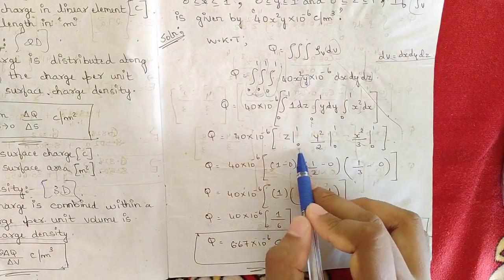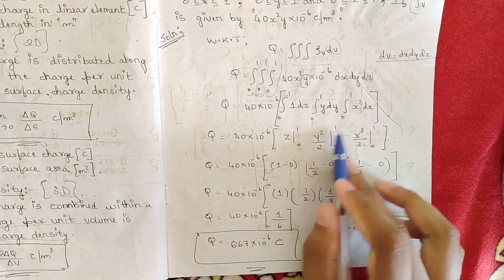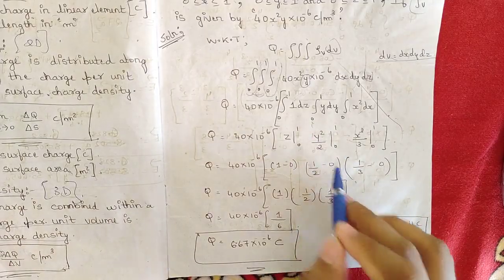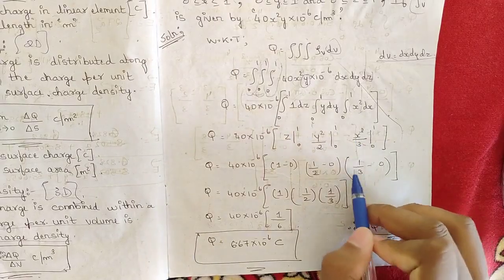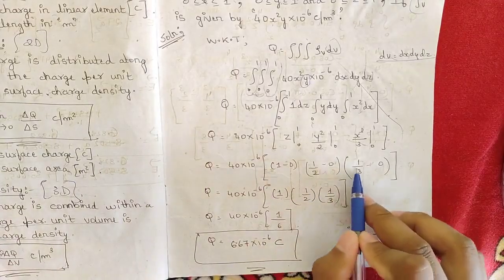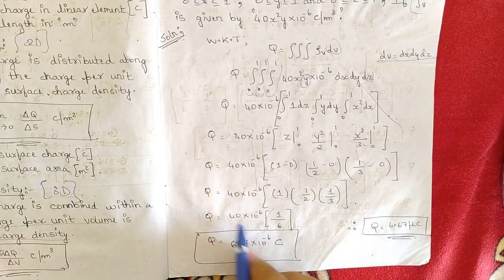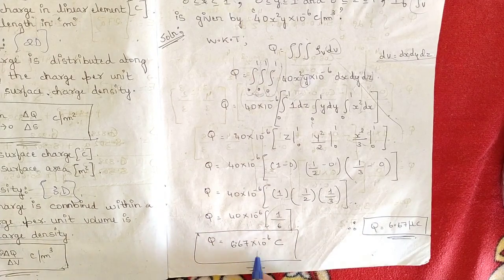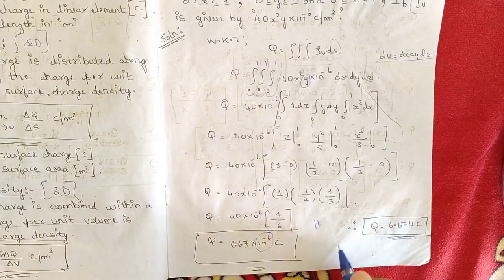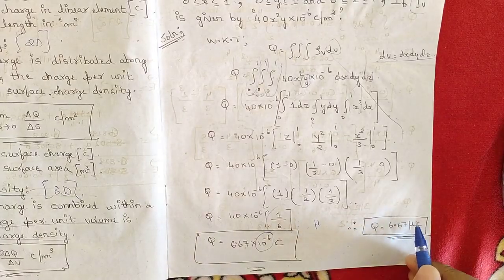Okay, upper limit minus lower limit. For z, that is 1 minus 0, which is 1. For y square by 2, upper limit 1 gives 1 by 2, minus 0 by 2, that is 0, so 1 by 2. For 1 cube by 3, that is 1 by 3 minus 0, which is 1 by 3. So 2 3s are 6, we are left with 1 by 6 here. So 40 divided by 6 is 6.67 into 10 to the power minus 6 coulomb. Our 10 to the power minus 6 is written as micro. So our final answer is the total charge is equal to 6.67 micro coulomb.